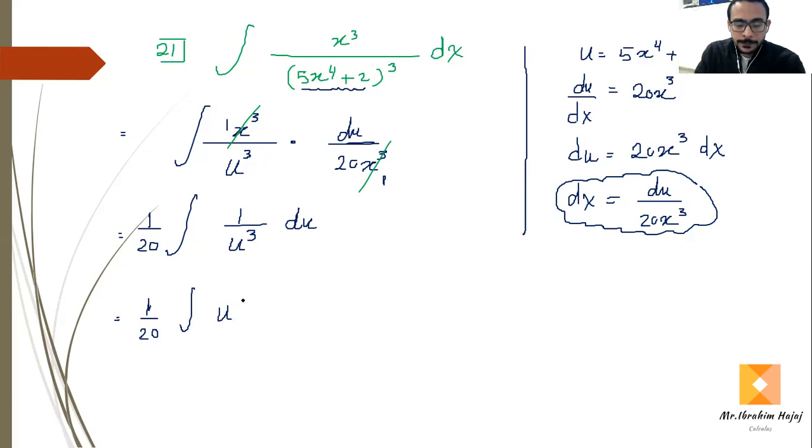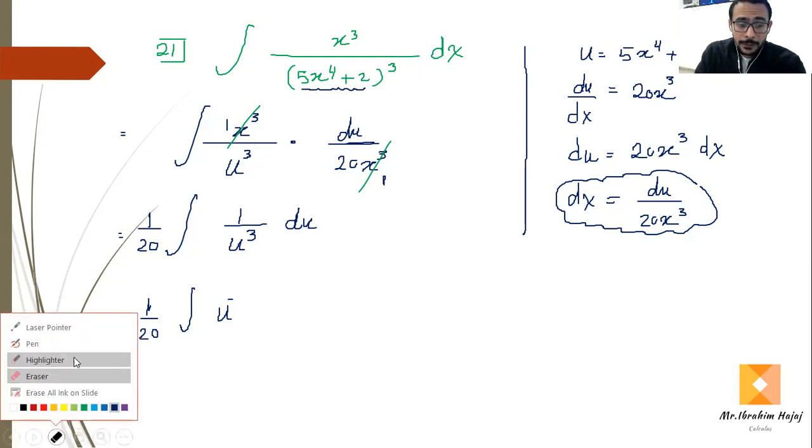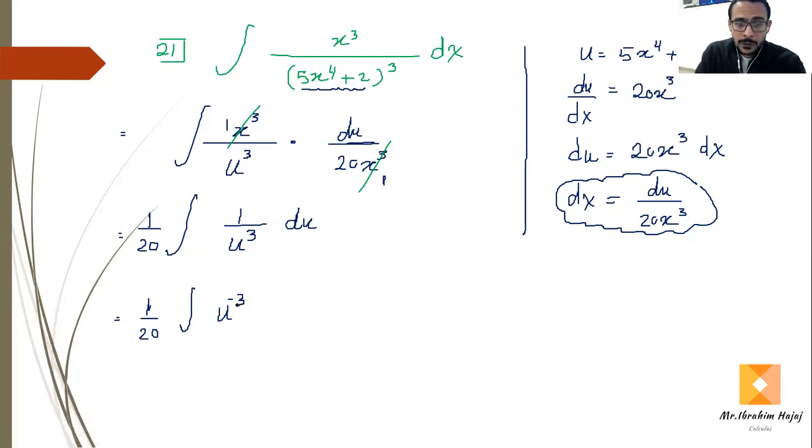Then 1 over 20. Instead of 1 over u to the power of 3, we can write it as u to the power negative 3 du. Then integrate. What's the integral of u to the power negative 3? It's u to the power negative 2 over negative 2.